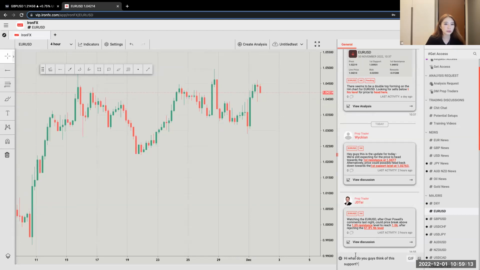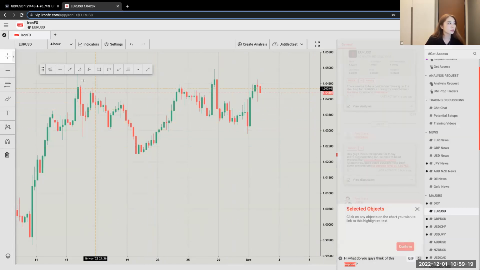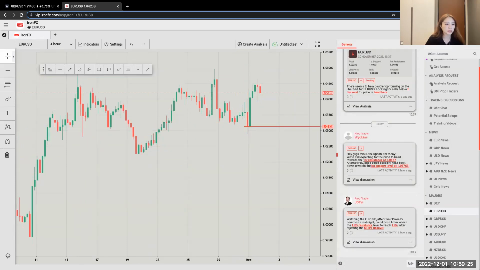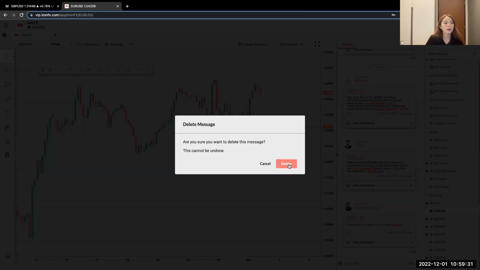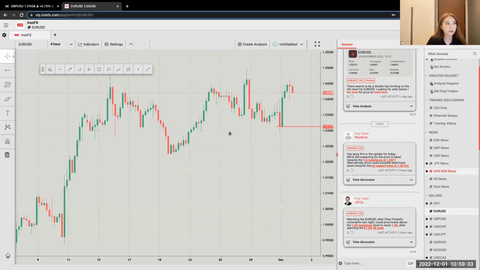So how do you link? You just highlight the word, link to object. Let me just put a horizontal line right now, confirm and enter, and then you can see that everyone can see the support that you're talking about right now. So this is how you do it on this VIP website.